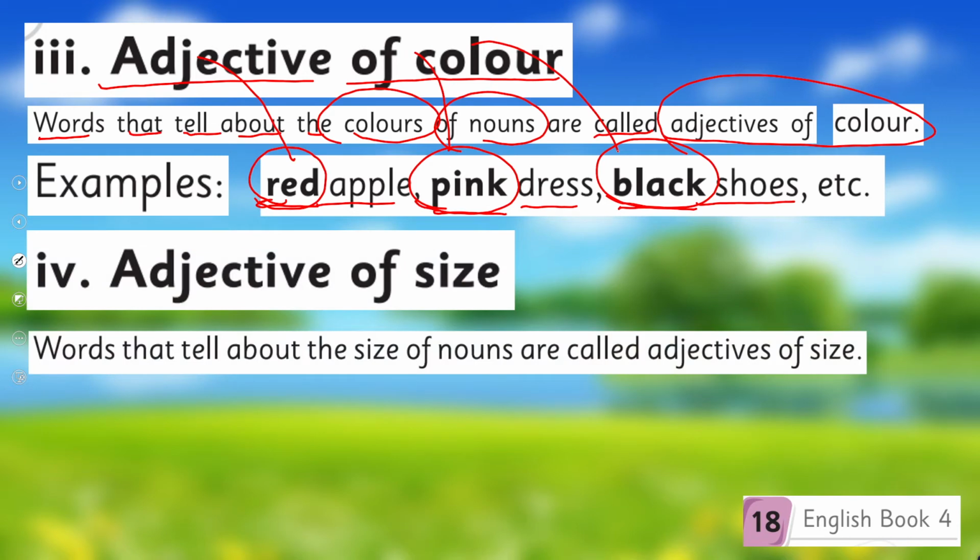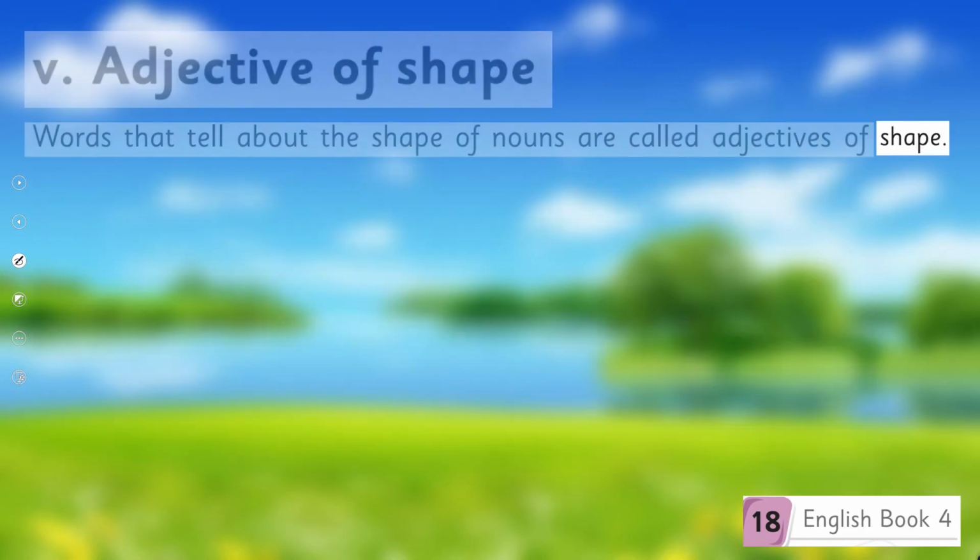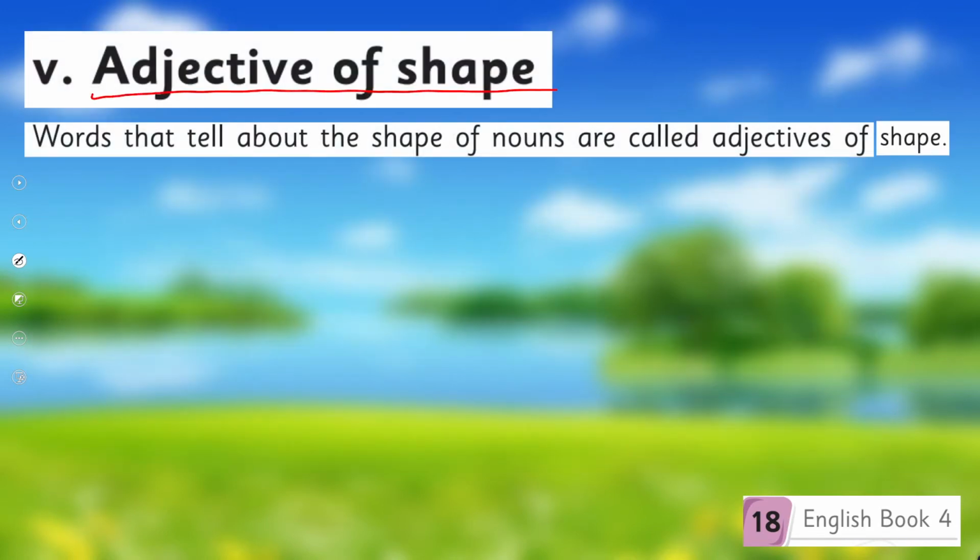Next is adjective of size. Words that tell about the size of nouns are called adjectives of size. For example, big tree. So what is the size of the tree? It's big. Short man. So how is the height of the man? He is a short man. Long legs. So legs are long. All these words are adjectives of size. Short, long, big, etc.